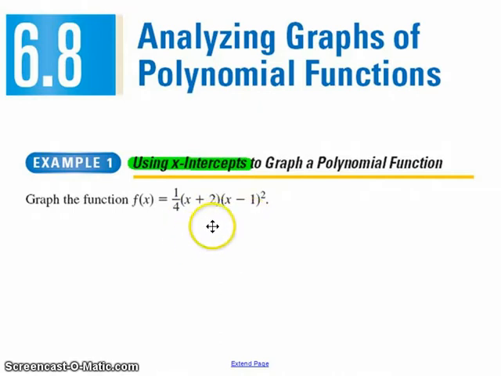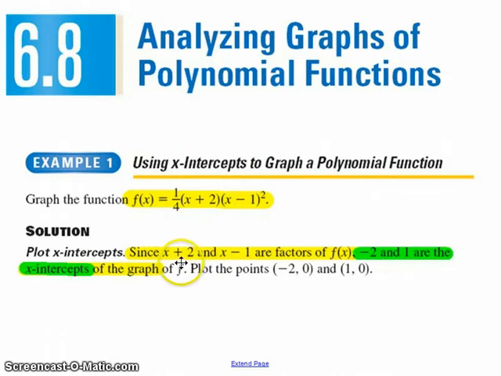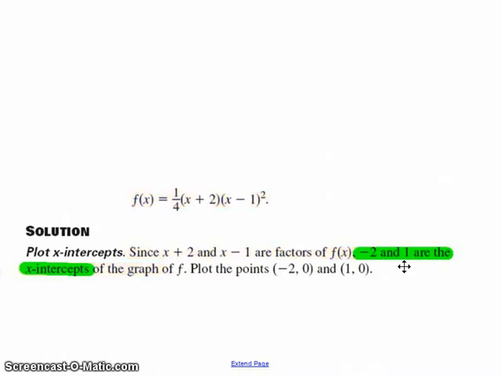So in 6.8, they give this information to you. How are they telling you what the intercepts are here in this function right here? Well, as it says here, since x plus 2 and x minus 1 are factors of f of x, negative 2 is an x-intercept and 1 is an x-intercept. How do we know that? Well, look at it this way. I could have called f of x y. I've said that a number of times this year.